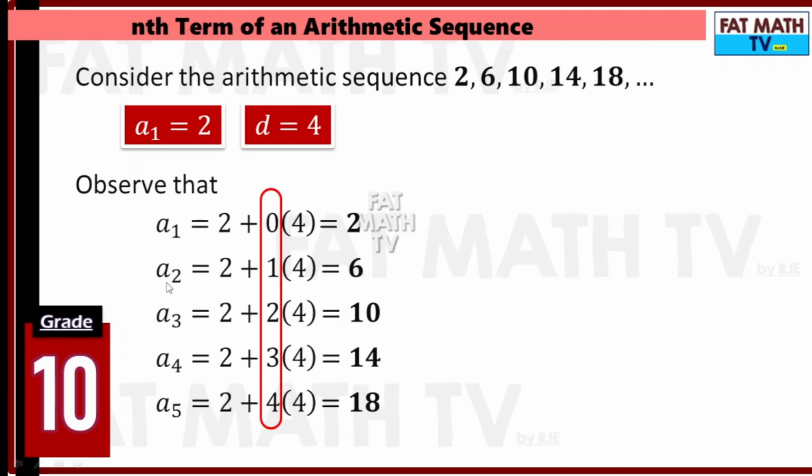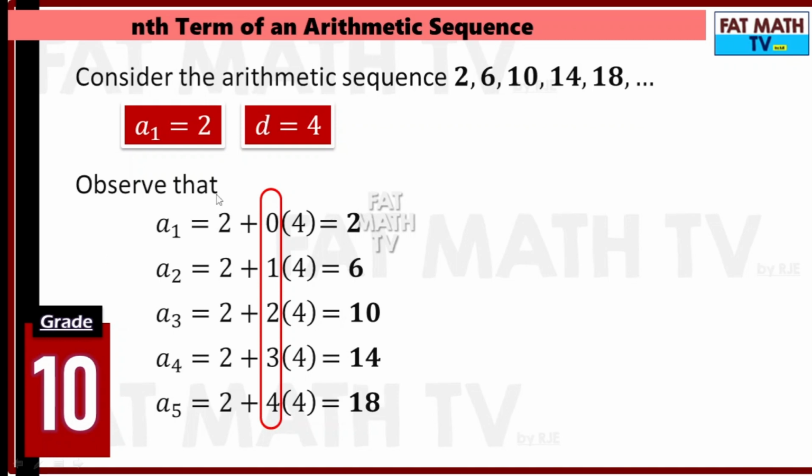And then for the second term, you add 1 times 4, because you have to add 4 to get 6. For the third term, how many times do you need to add 4? You need to add 2 times to get the 10. For the fourth term, how many times do you need to add the common difference 4? You need to add 3 times. And for the fifth term, you need to add it 4 times.